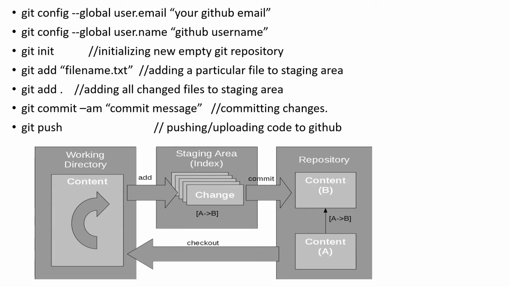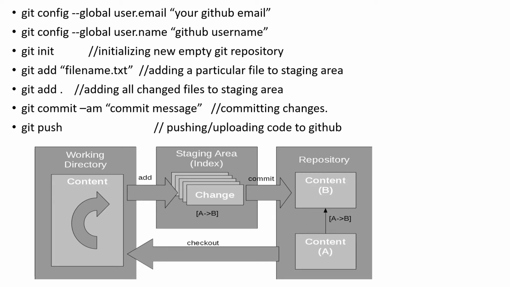Now you also have to specify the username of your GitHub. Now this command, git config --global user.name, and you have to mention your username in these double quotes. Now once you have done this, then you have to say git init. Now this command initializes an empty git repository. Now this git repository is not yet generated on the cloud, that is on the GitHub. It is just generated on your local machine.